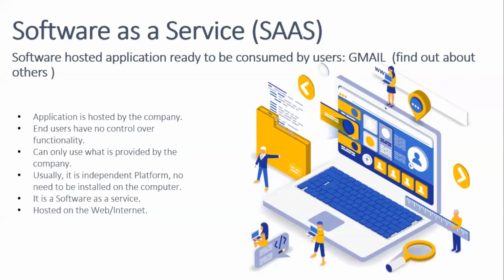Basically, in software as a service, the core application is hosted by the company. Whichever company is offering that particular service hosts it on the cloud environment, and end users will not have any control over the functionality. End users have control only for accessing the service. Whatever the company is providing is only what can be used by the end users, and it is basically an independent platform. All these software provided as a service, we will be accessing over the internet.